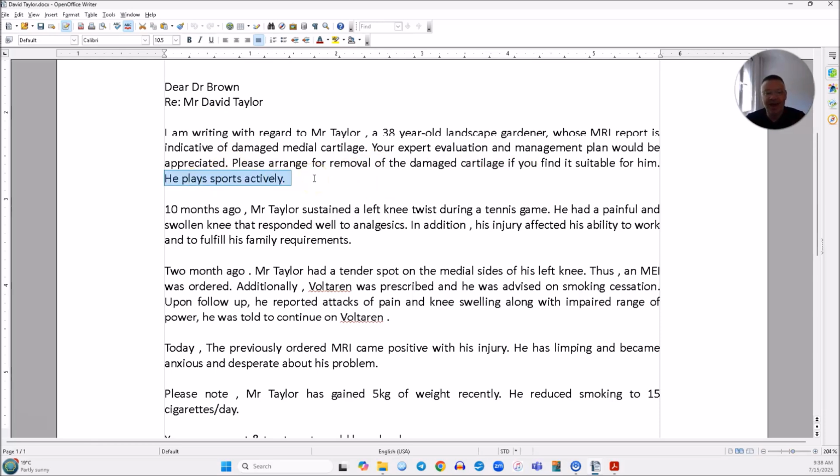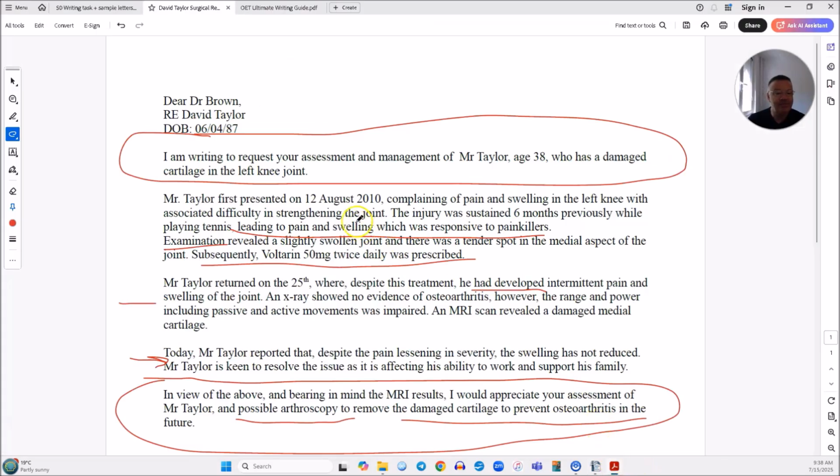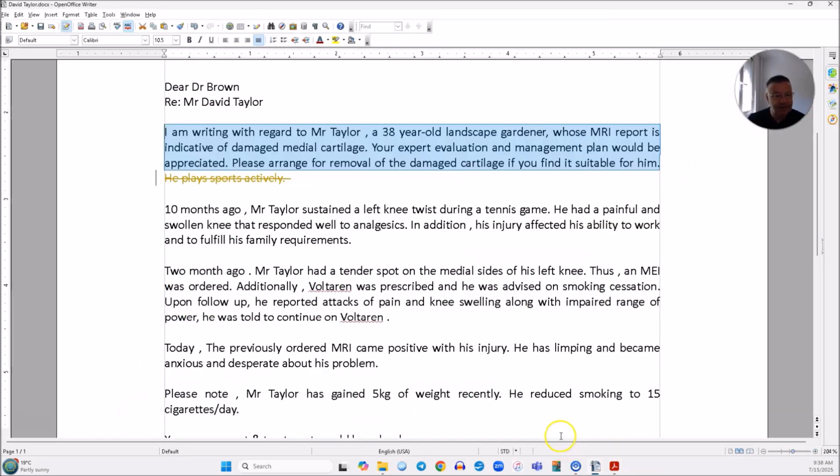Play sport actively. Obviously, he doesn't play sport now, so that's not true because he's got a dodgy knee. So he used to play sport. He doesn't play it now, obviously, and we don't need that there. What's that doing there? So, with regard, what do you want me to do? You could make that a single sentence if we look at the sample there. I'd like to request the assessment and management of Mr. Taylor's damaged cartilage. That's all that you need.